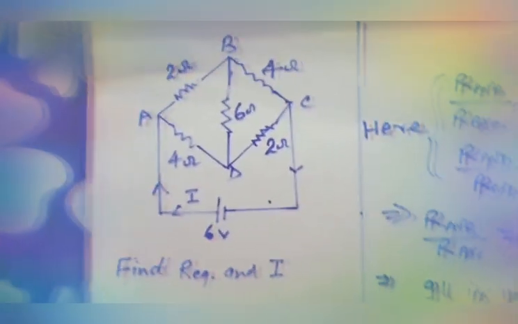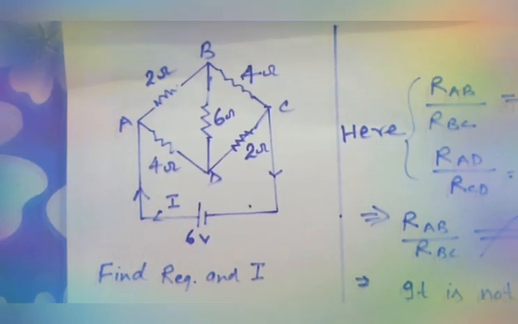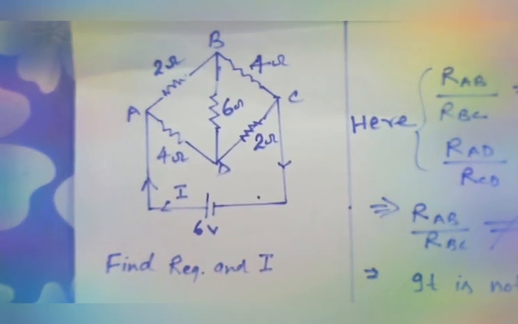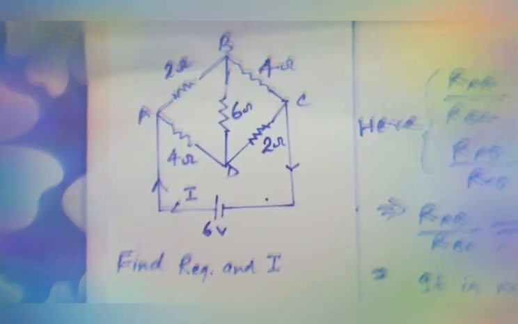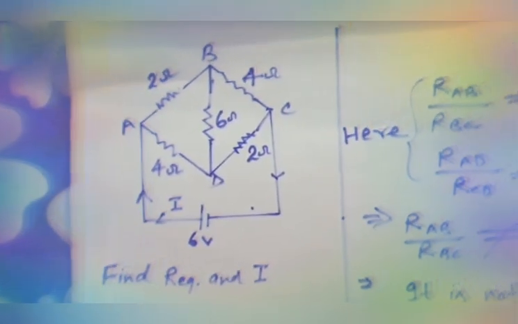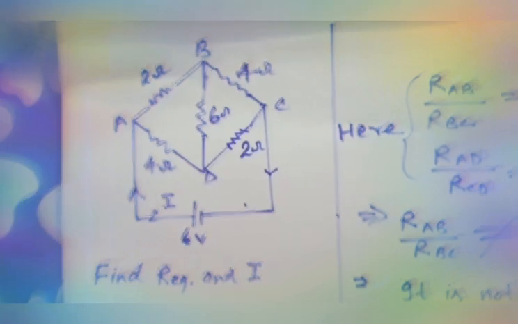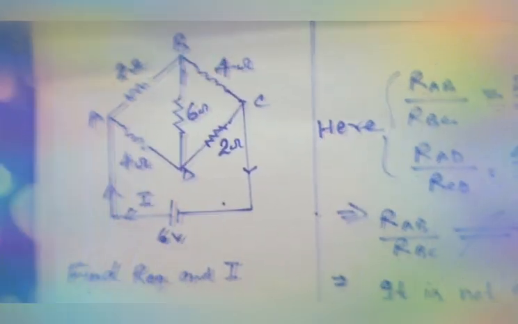See, this is a question. It looks like a Wheatstone bridge. There are resistances 2, 4, 2, 4. Now we have to find the equivalent resistance and current. So first we will check whether it is balanced or not. For this we calculate RAB upon RBC. The ratio of these two is 1 by 2, and then the ratio of these two resistances.